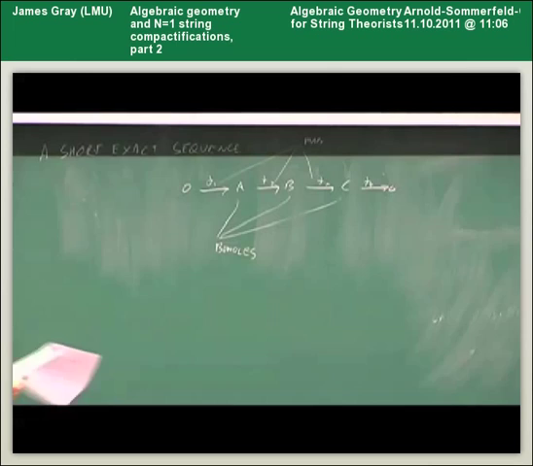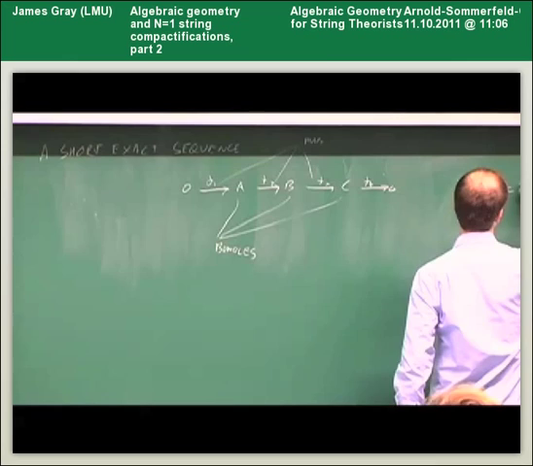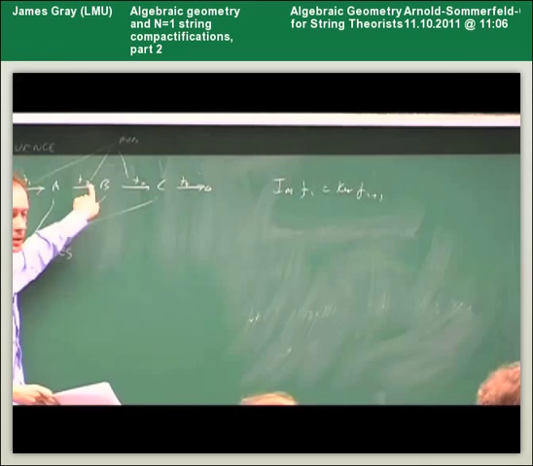It's called short because it is: it's just got 3 terms in it. And it's called exact, remember, because, and this is going to be important for us, the definition of exact is that the image of F_i is equal to the kernel of F_{i+1}. So the image of this map is the kernel of this map, and so on.